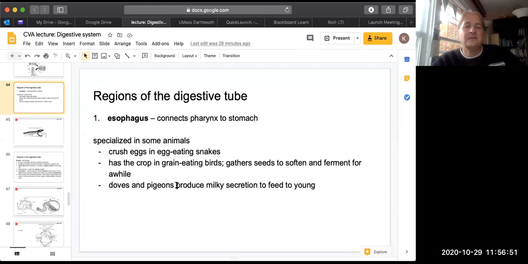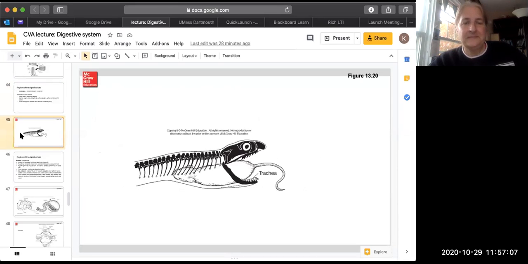Doves and pigeons actually produce a milky secretion to feed their young. So the young actually reach into the parent's esophagus and eat this milky secretion out of there. Here's the trachea of a snake, and you can see there's not a lot of pre-processing. It's just putting the food in there.